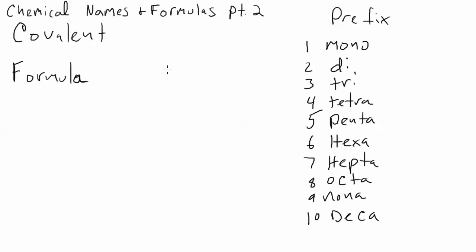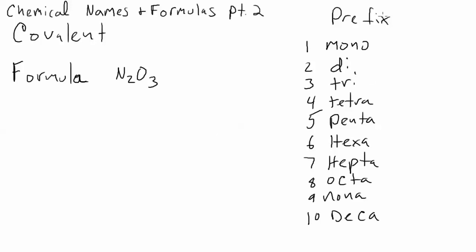So let's start with a formula like, oh, I don't know, let's just choose N2O3. So N is nitrogen and O is oxygen, and according to this formula we have 2 nitrogens and 3 oxygens. So here's how all of this works.